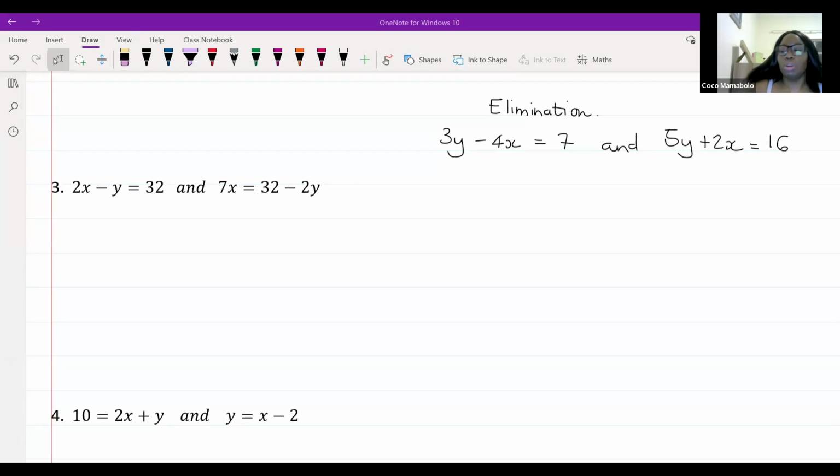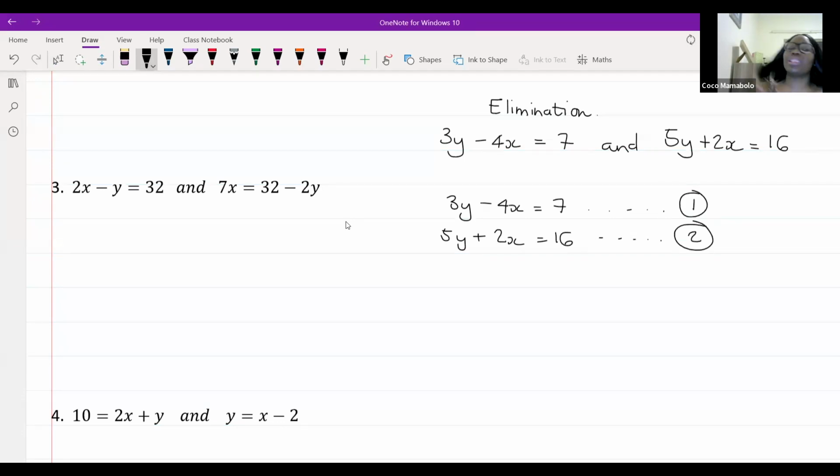All right, peeps, we've run out of time, so I'm going to start on this one. I'm going to first label. I'm going to get 3y minus 4x is equal to 7. That's equation 1. And 5y plus 2x is equal to 16. That's going to give me equation 2. So it's not always necessary for me to make x the subject of the formula.